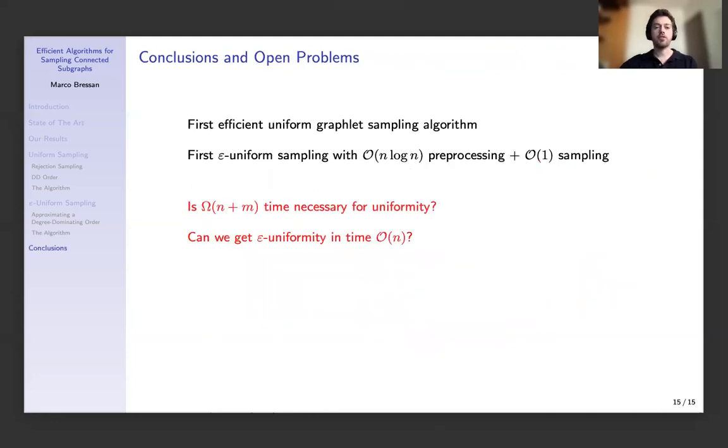To conclude, we have given the first efficient uniform sampling algorithm with a linear time preprocessing and a logarithmic time sampling, and the first epsilon uniform sampling algorithm with an n log n preprocessing and a constant time sampling. The open questions that I leave are, first, whether a linear time preprocessing is really necessary for uniform sampling, and second, whether we can get epsilon uniform sampling with a preprocessing that is linear only in the number of vertices of G.